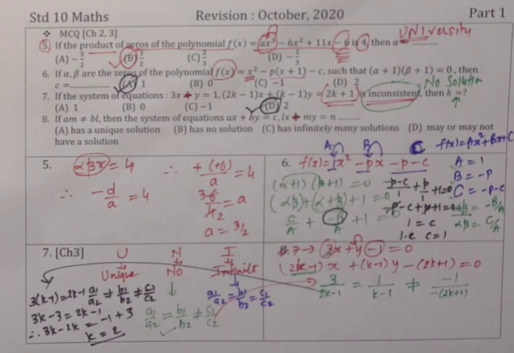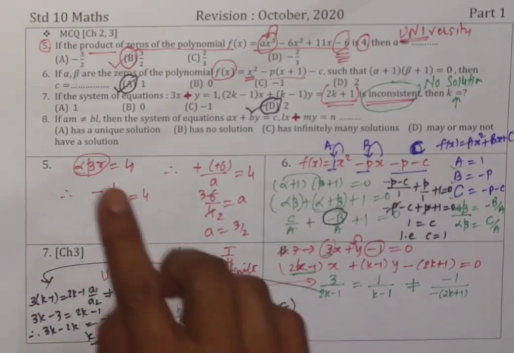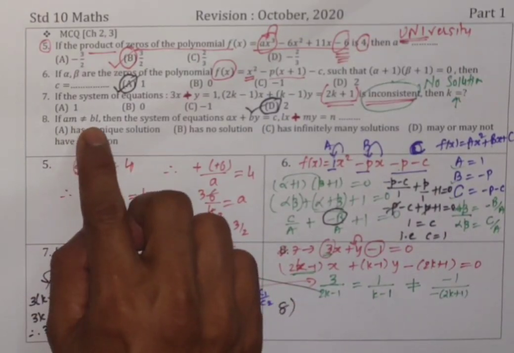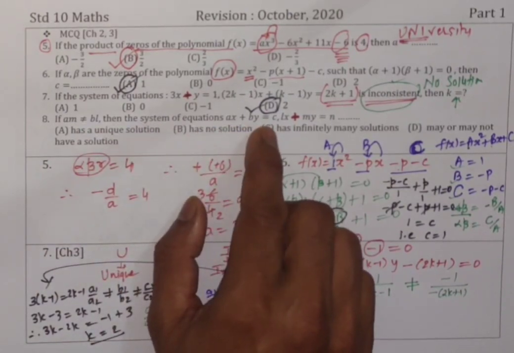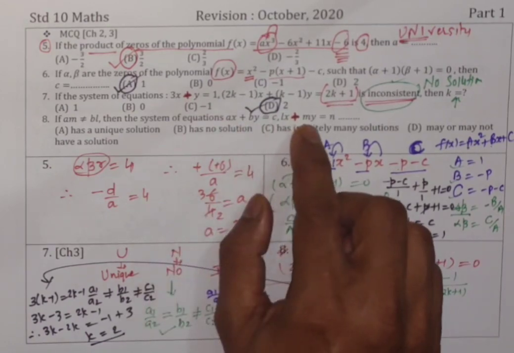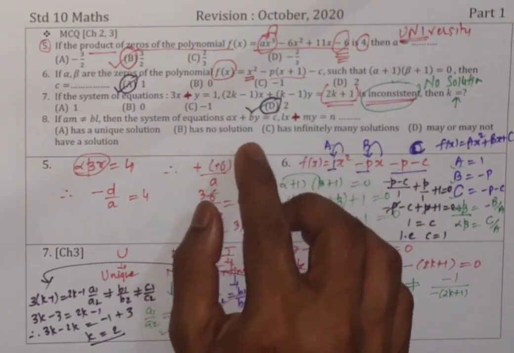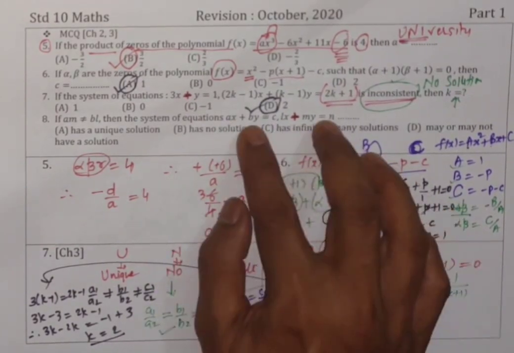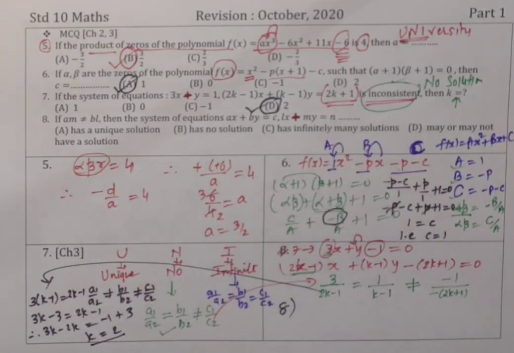And now I do this eighth one. Very little space is there. But very important, there is some explanation here. If AM not equal to BL, then the system of equations AX plus BY equal to C and LX plus MY equal to N is dash. Okay, this pair of equations given, equal to C and equal to N, has it unique solution, no solution, or infinitely many solutions? Okay, we have to check.